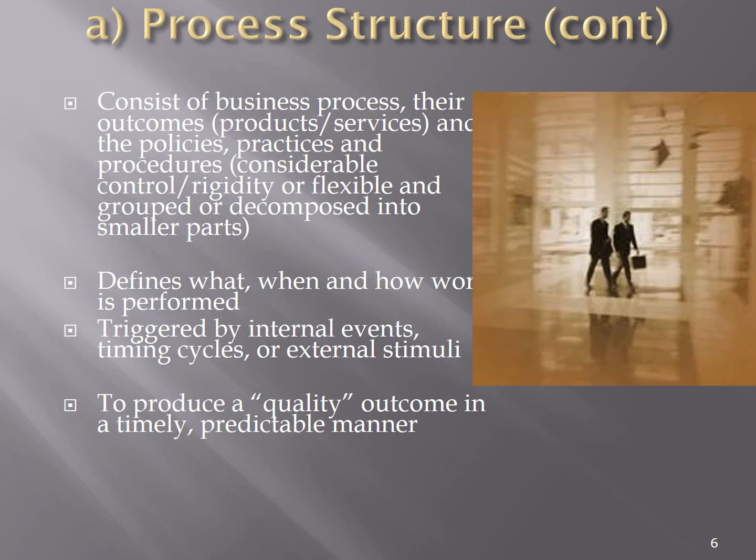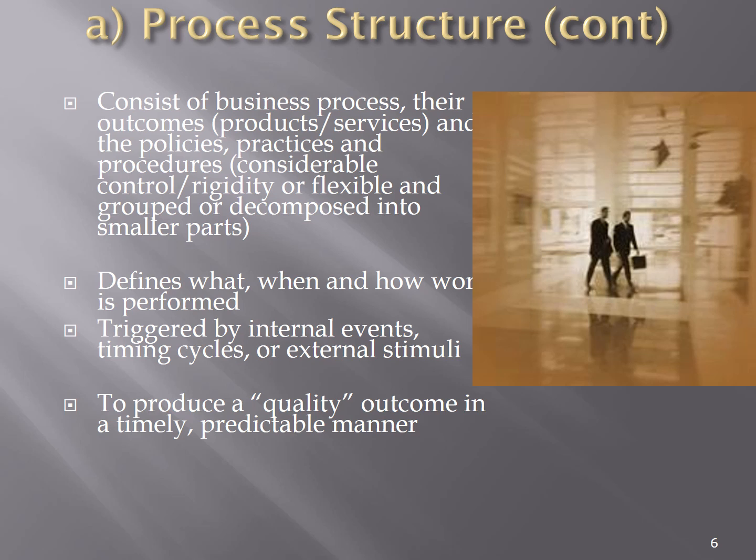This process structure, processes involved in what we do in the organization, starting from the input to the output. So in the middle is the process itself. So process structure consists of business processes, their outcomes, their input, the policies, procedures, the practices that support the processes. So it defines what, when, and how work is performed. All right. So what is the purpose of this process structure?